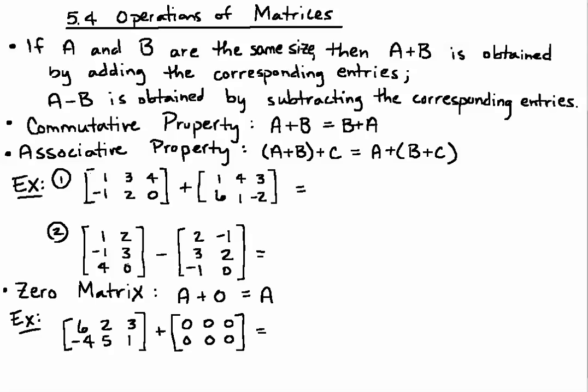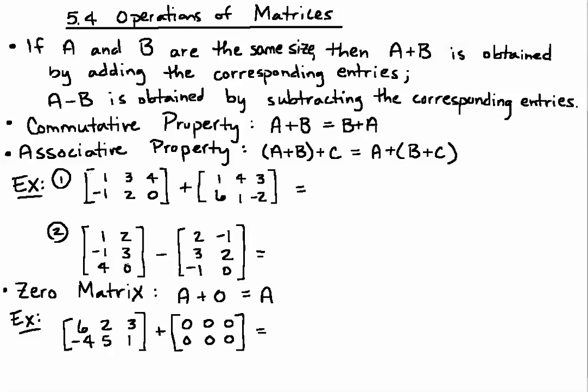The commutative property, we talked about this when we reviewed chapter 1. The commutative property says that it doesn't matter if you add B to A or if you add A to B, it's going to give you the same matrix. And as well with the associative property, it doesn't matter which order we add the matrices in. We can add A plus B and then add C, or we can add B plus C and then add A. It will still give us the same matrix.